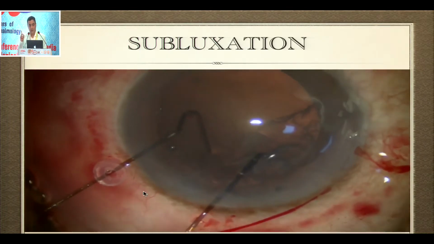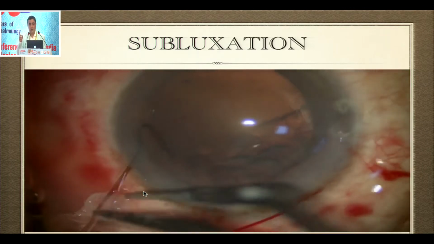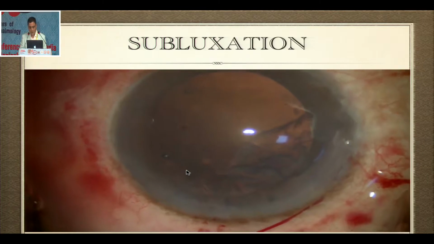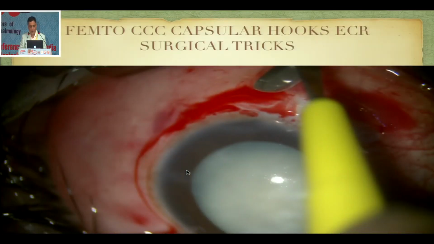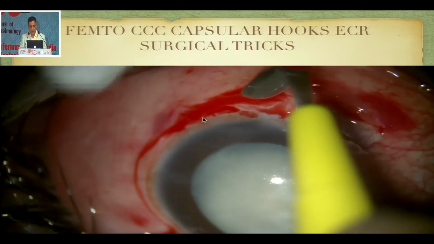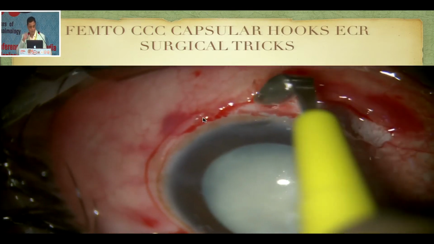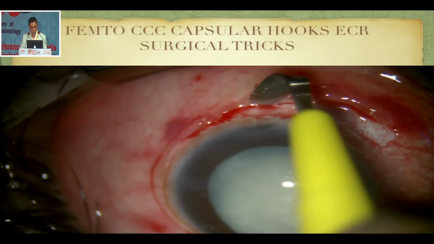So take home message: start placing the endocapsular ring from the area opposite to that of the subluxation. Once that is done, go ahead and put your lens in place. This is the last case I'll be showing: a hypermature cataract, more than 180 degrees of subluxation. There is really not much choice here.